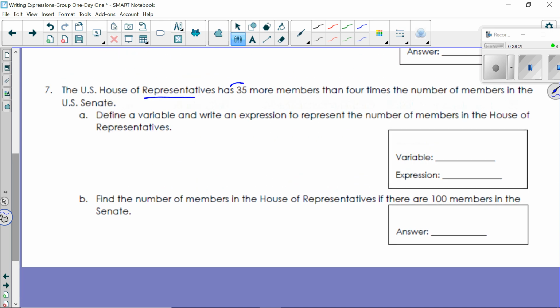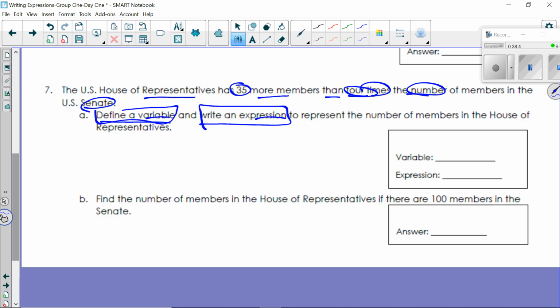Okay, the U.S. House of Representatives has 35 more members than 4 times the number of members of the Senate. Define a variable. There's our first task. And write an expression, second task, to represent the number of members in the House of Representatives. So again, here's your key. If I'm trying to find the House of Representatives, what I don't know is the other piece. Because you're always defining your variables in terms of what you're trying to find.